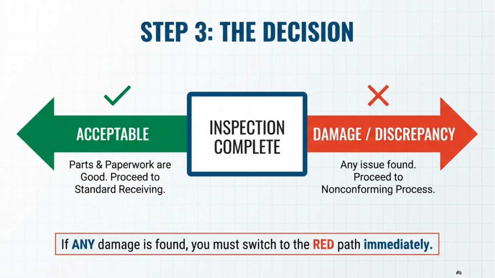Step 3 is the decision. If parts and paperwork are good, the shipment is acceptable and proceeds to standard receiving. If any damage or discrepancy is found, proceed to the non-conforming process immediately.